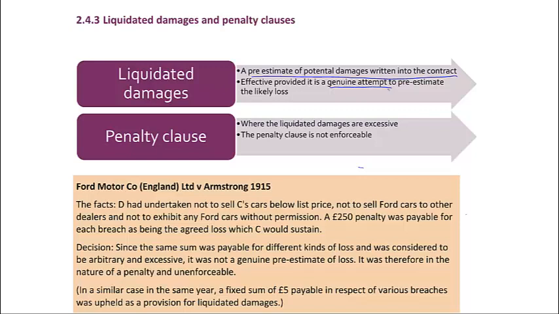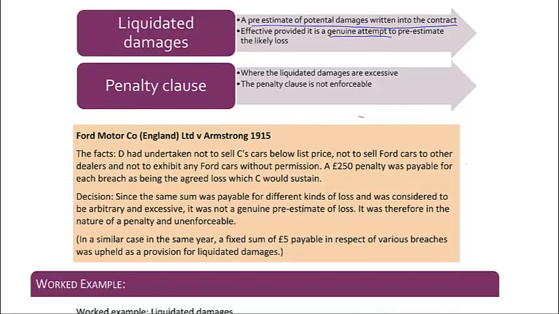So the problem here is that it's quite hard to work out all the things that might go wrong with a contract when you're first drawing up that contract. Quite often, things that go wrong aren't the things you envisaged at all. Even harder is to work out what your potential loss might be if the contract goes wrong. So it can be quite difficult to come up with genuine liquidated damages.